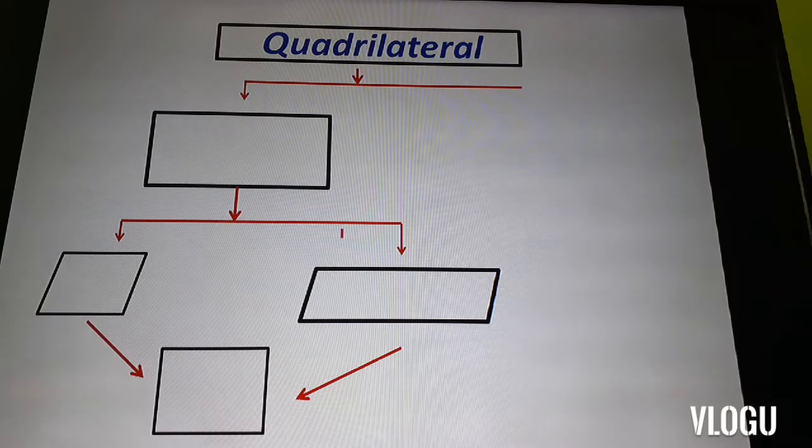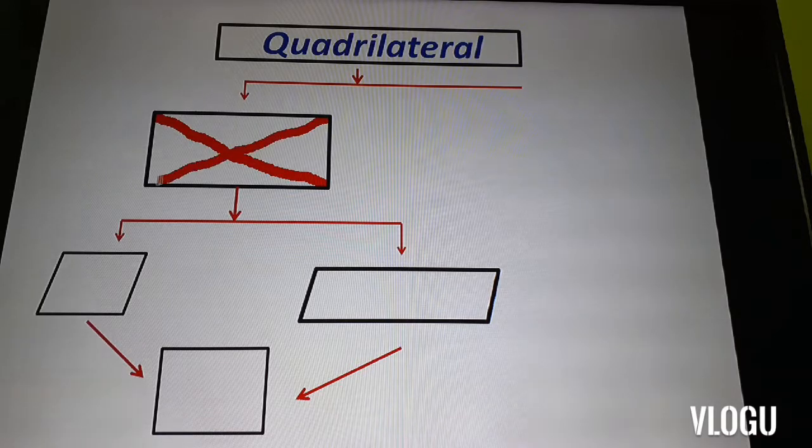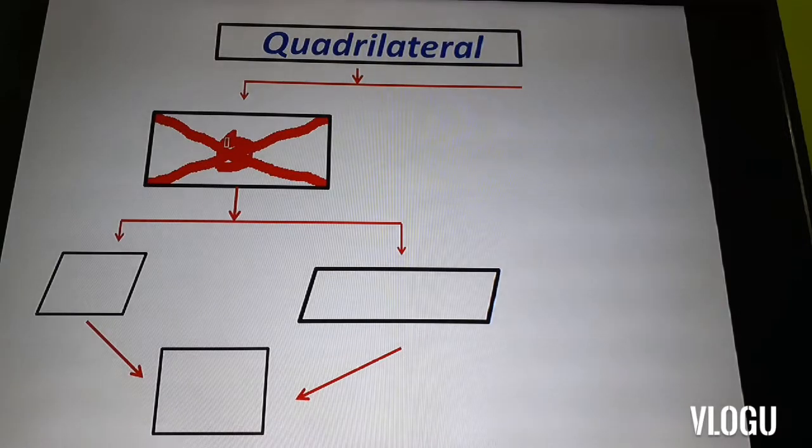Let me illustrate this for you. For example, I have my rectangle. If I draw a diagonal from one vertex to another vertex, and then draw my other diagonal from one vertex to another vertex, there is a point of intersection. That is where they meet. We call it the point of intersection, or they intersect each other, or they bisect each other. Let's look at the second one.